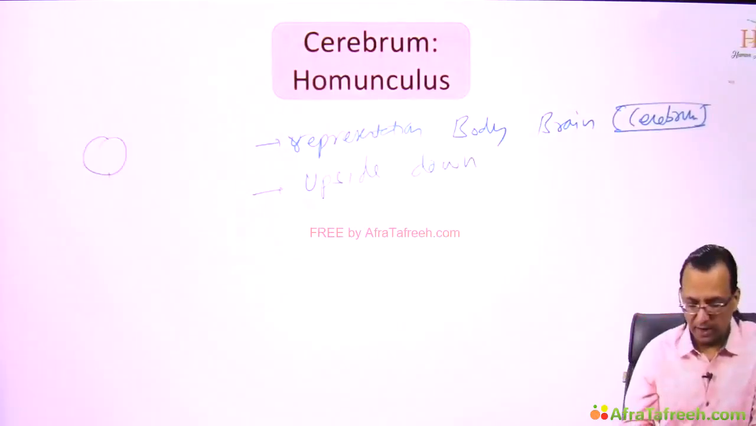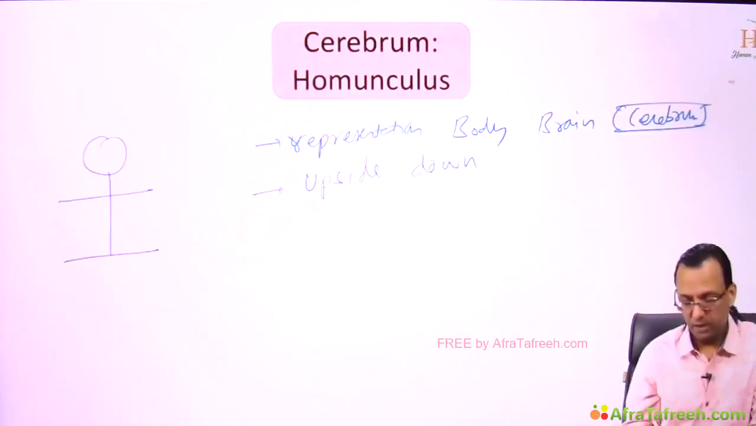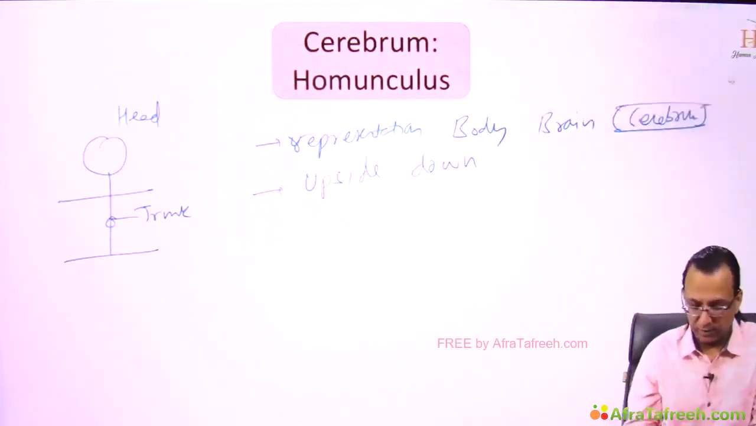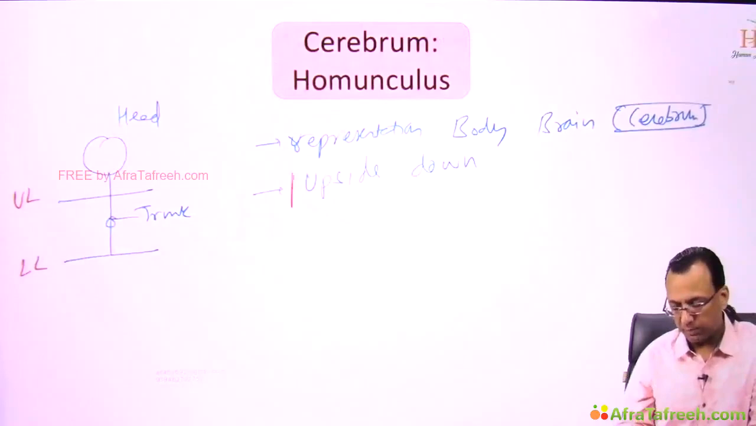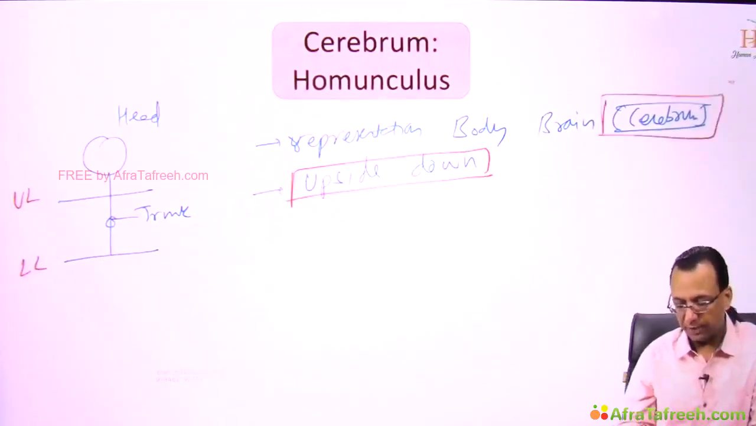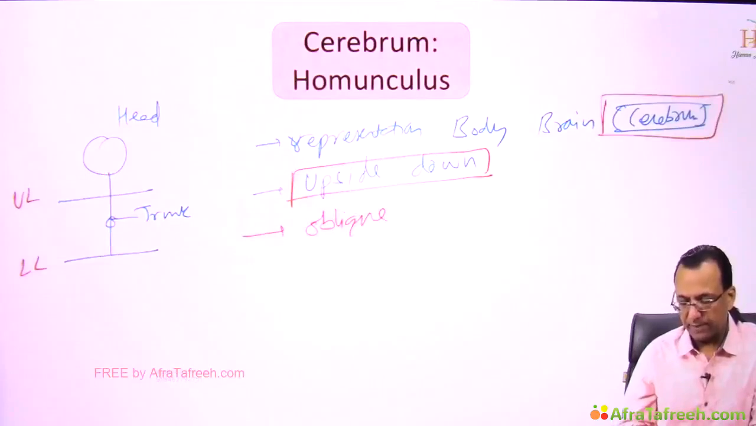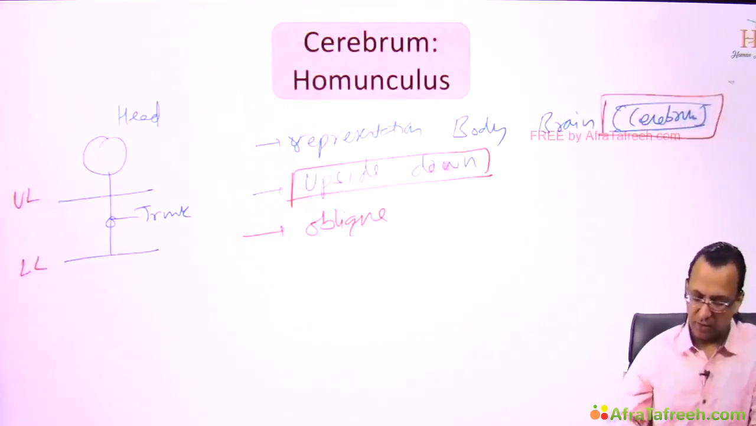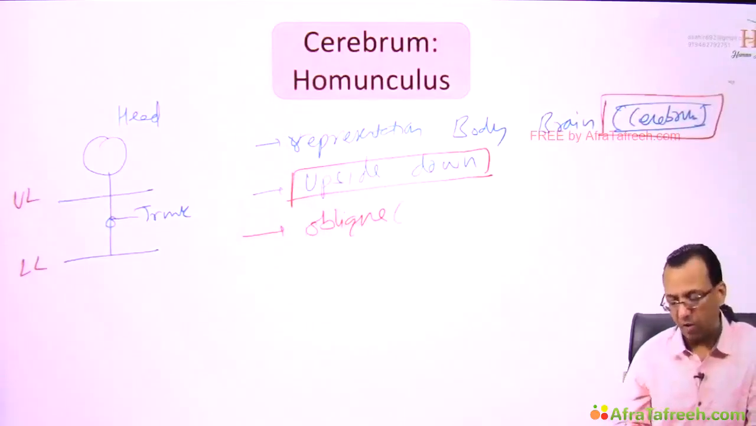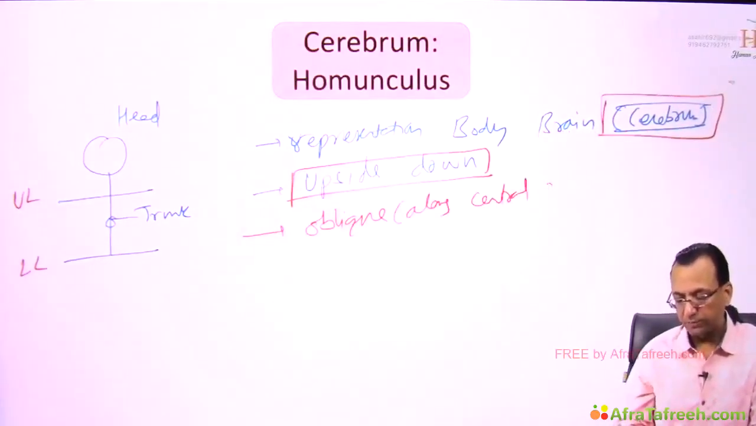See, normally this is the head, and this is the upper limb, lower limb, isn't it? That is the head, this is the trunk, and then you will see this is the upper limb and lower limb. But it is upside down on the cerebrum and in an oblique fashion. So the representation of the body on the cerebrum is a homunculus, which is upside down and in oblique fashion. Why oblique? Because it is along the central sulcus, and it is both motor and sensory.